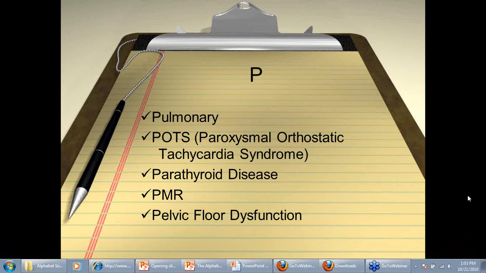Pulmonary. Patients with lung disorder, like chronic obstructive pulmonary disease, chronic persistent asthma, any sort of lung disorder which is going to impair the exchange of oxygen within the lungs needs to be looked at.